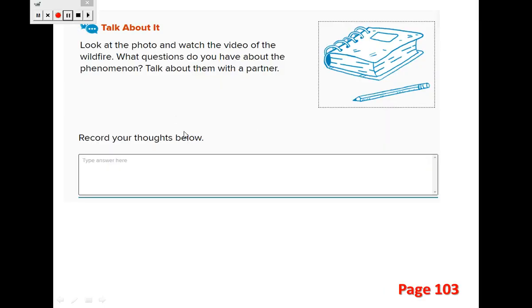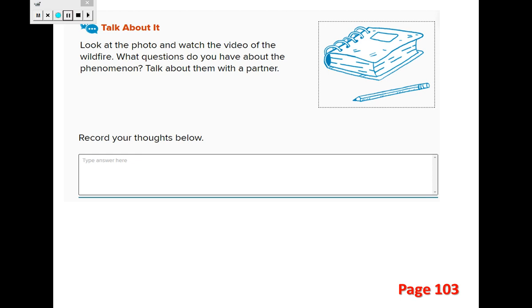Okay, after we watched the video, let's get back to our book, page 103. Look at the photo and watch the video of the wildfire. We already did that. What questions do you have about the phenomenon? Talk about them with a partner. Okay, right now in your book, you are going to tell me the questions that you are thinking about right now after you watched the video and you looked at the photo.